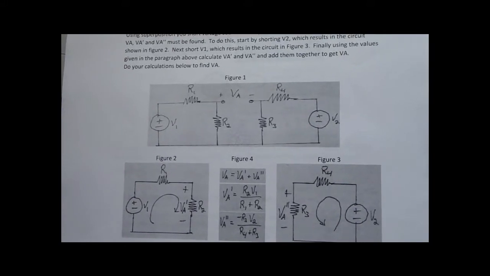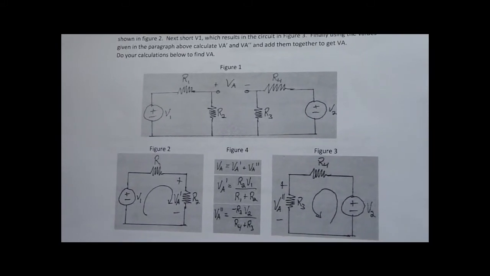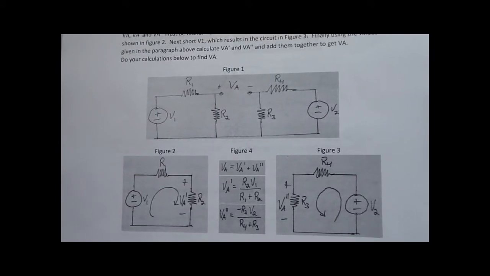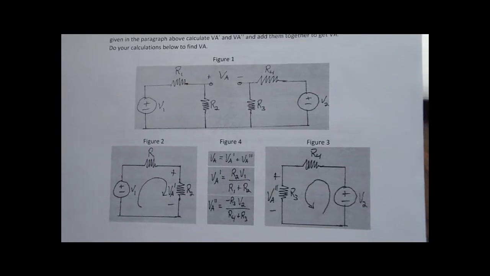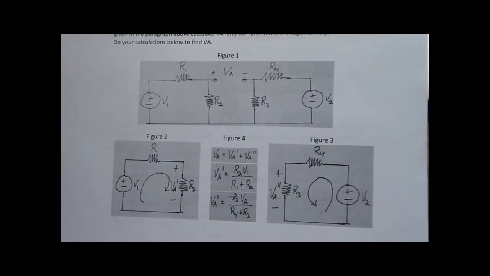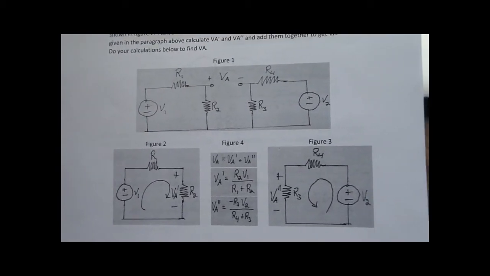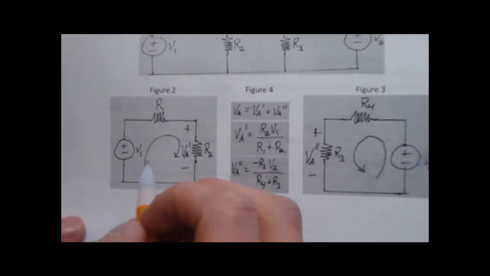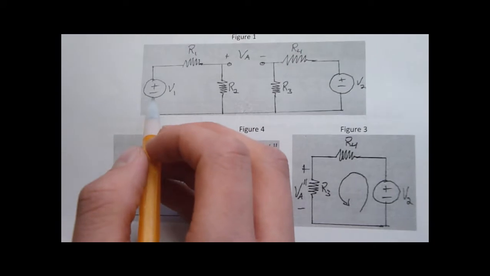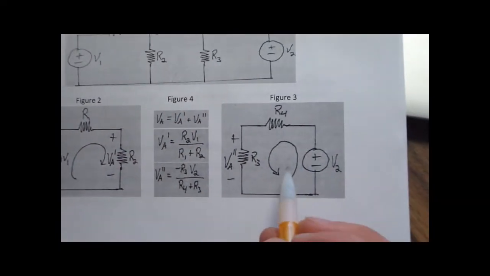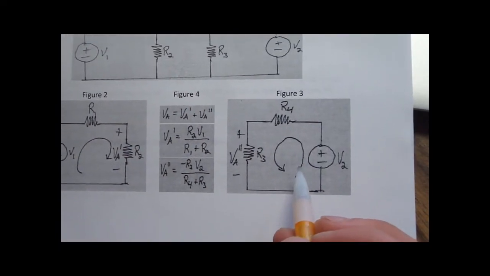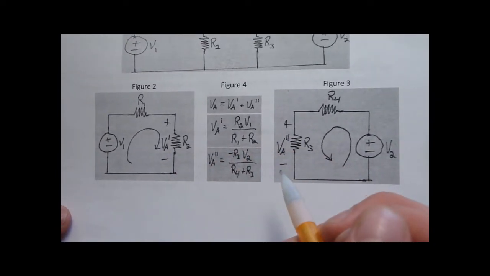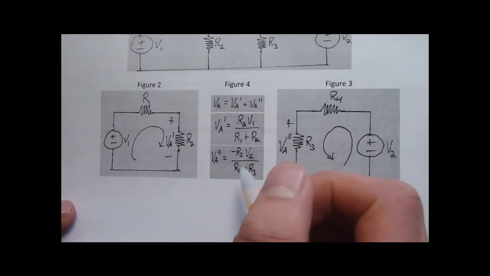Using superposition, you short voltage sources and open circuit current sources. In order to find VA, VA prime and VA double prime must be found. To do this, start by shorting V2, which results in the circuit shown in figure 2. Next, you short V1, which results in the circuit shown in figure 3. Finally, you add VA prime and VA double prime together, and that gives you VA.